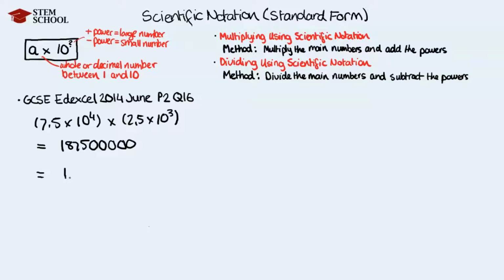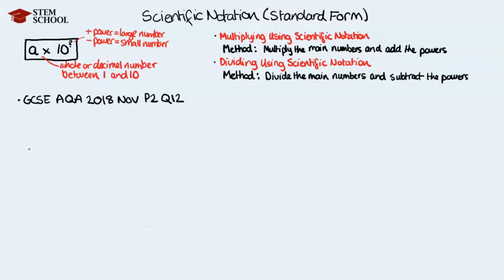So we need a number that's between 1 and 10, that's whole or decimal. For this, it will be 1.875. Now how many jumps for the decimal in 1.875 to get to the end of the number? So we start here, 1, 2, 3, 4, 5, 6, 7 and 8. 1.875 times 10 to the power of 8. Simple as that. The third question that we're going to do involves dividing with scientific notation.